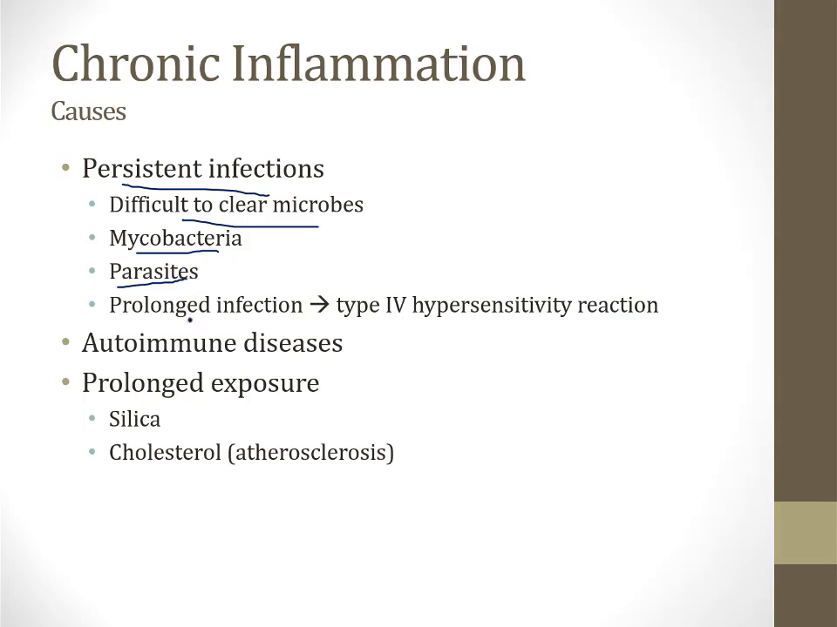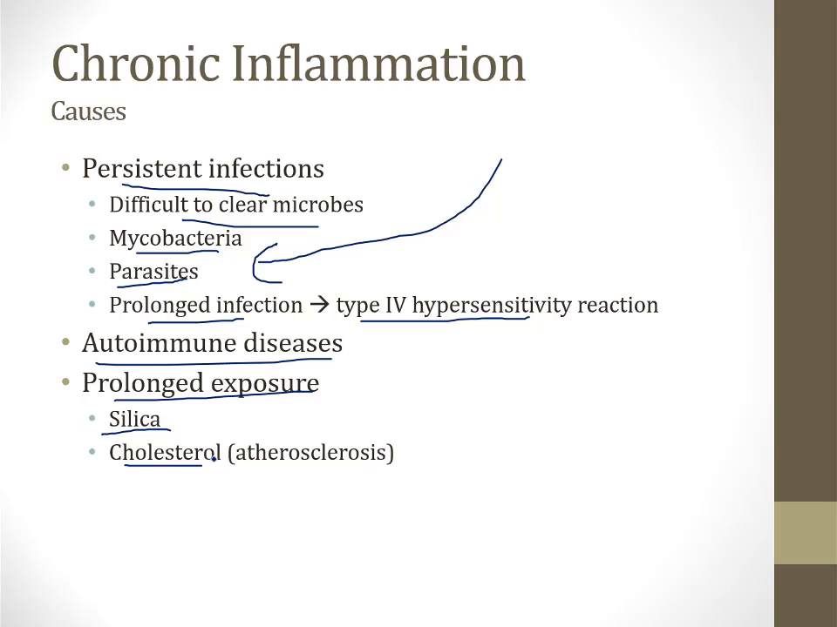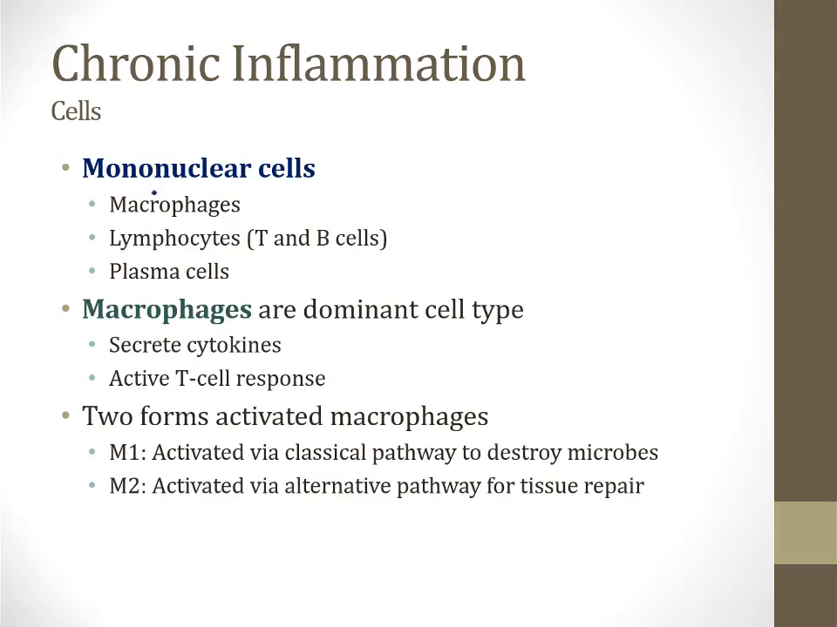And in these cases, what happens is you have a prolonged infection, and basically the inflammatory response turns into a version of a type 4 hypersensitivity reaction where you just have chronic cell-mediated immunity trying to remove these types of infections. Many autoimmune diseases result in chronic inflammation, and then finally prolonged exposure to substances that the body has difficulty clearing can lead to chronic inflammation. So silica, when it gets into the lungs in certain industrial workers, can lead to chronic inflammation. And then the underlying cause of coronary artery disease and other vascular disease is believed to be cholesterol, which drives a chronic inflammatory process.